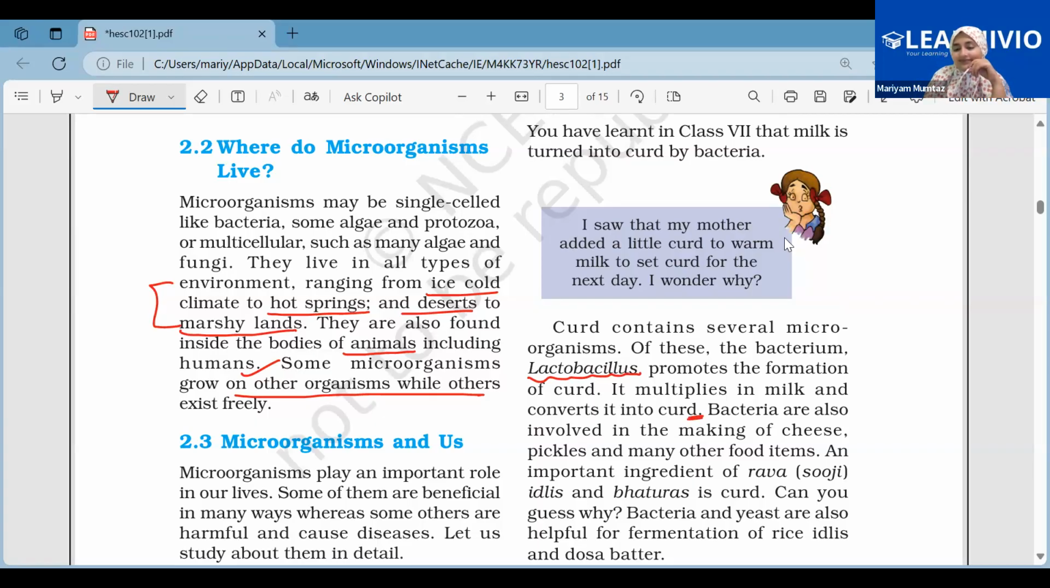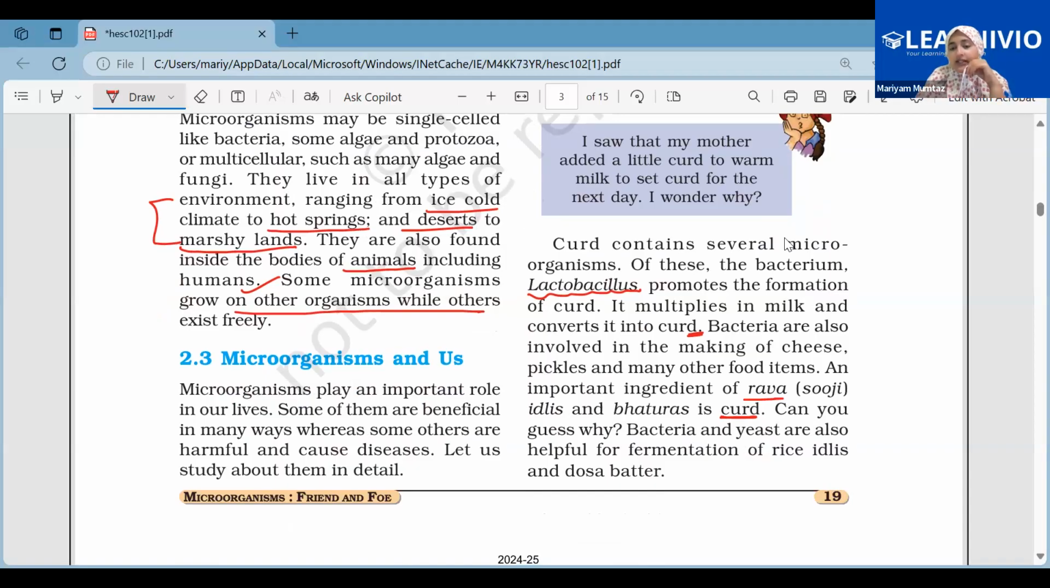Yes, ma'am. Bacteria are also involved in the making of cheese, pickles, and many other food items. An important ingredient of rava, which is suji, idlis, and bhaturas is the curd, because without it the food can't be made. Bacteria and yeast. What kind of an organism is the yeast?